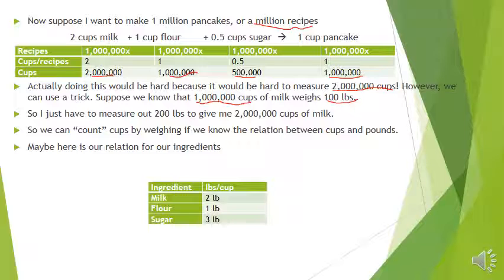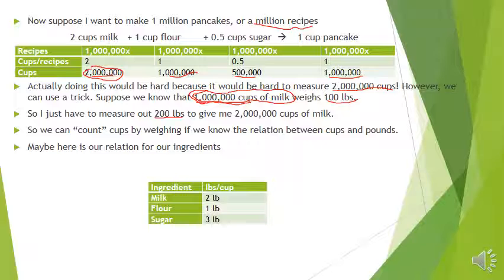Okay, so if I have a million cups of milk, I just know I have to figure this out. So let's say a million cups of milk weighs 100 pounds. If I want 2 million cups, what am I going to do? I'm going to simply weigh out 200 pounds, and that's easy. It's a lot easier to weigh out 200 pounds than it is to measure 2 million cups.